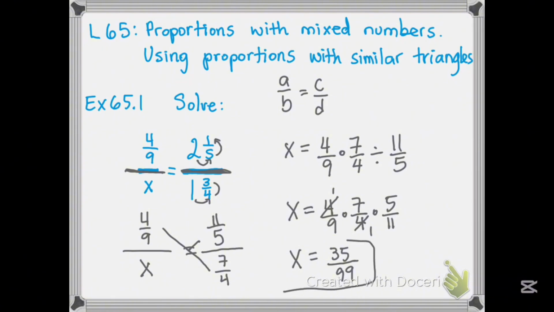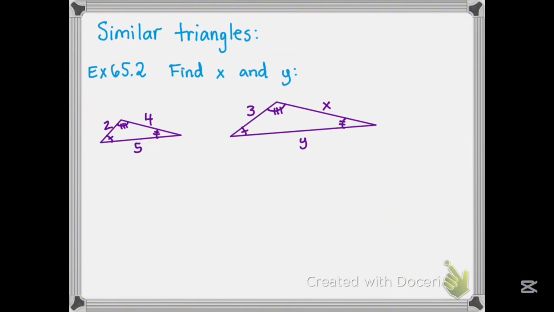And that's our answer. On the second part of this lesson, we have similar triangles. Remember, similar triangles have the same shape but different sizes. And they ask to find x and y. For that, we're going to use proportions. So we have to first see what the corresponding sides are. Remember, we look at the angles.